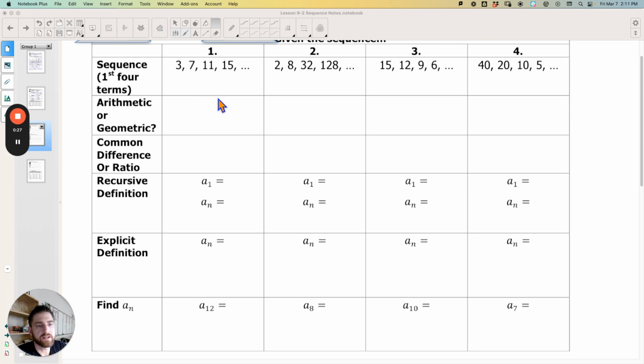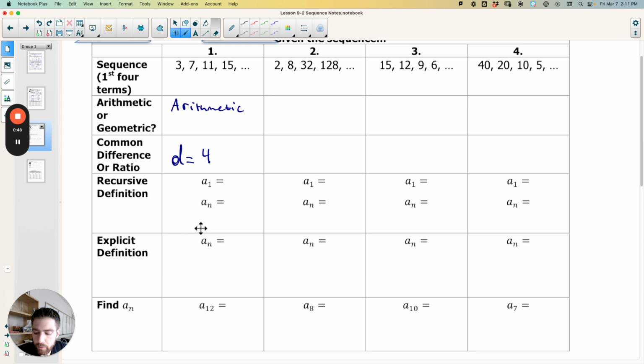The question is, is it arithmetic or is it geometric? And this is actually arithmetic because it looks like we're increasing by 4 each time to get to the next one. So this is going to be arithmetic. So the question is, what is the common difference? We'll say that d is equal to 4.